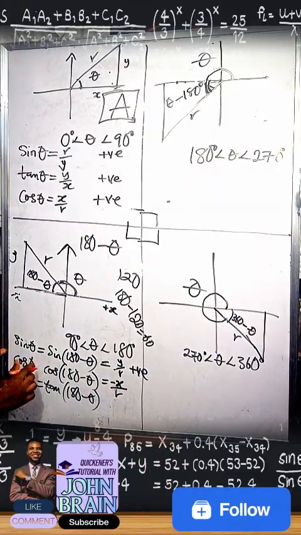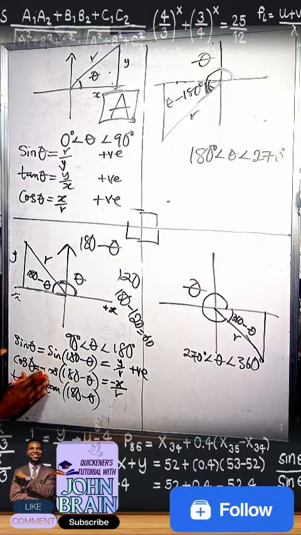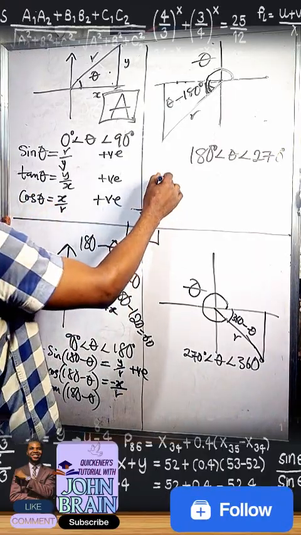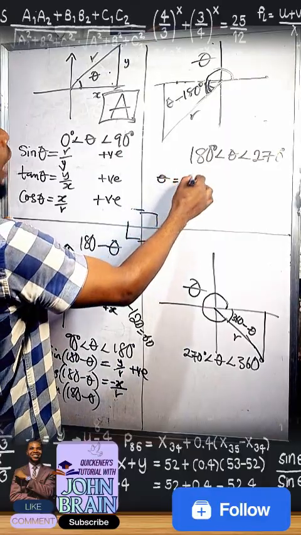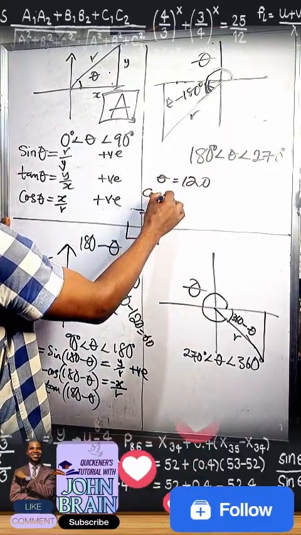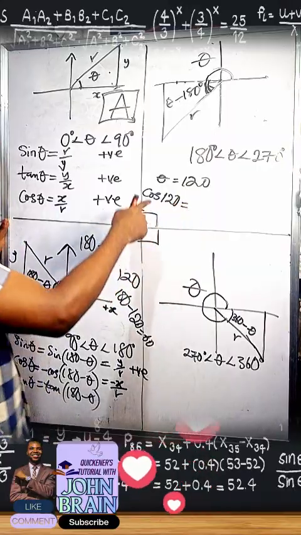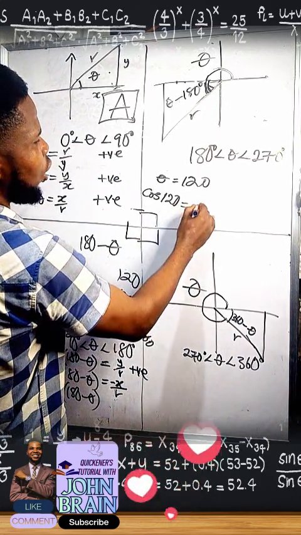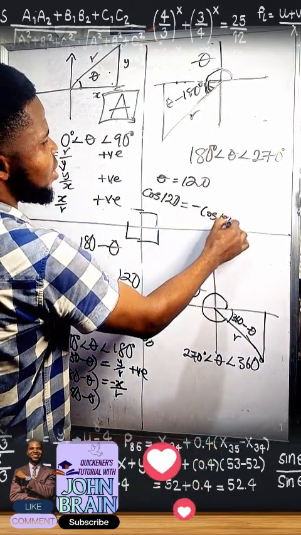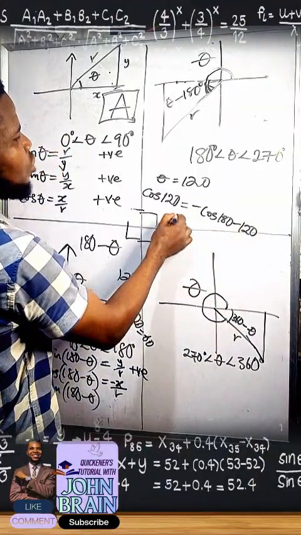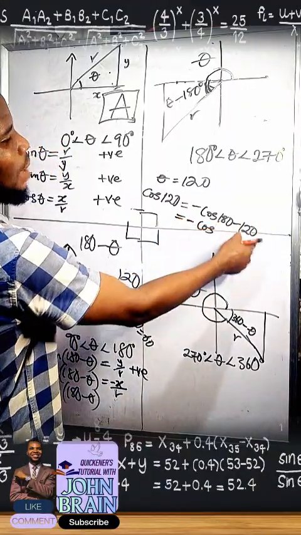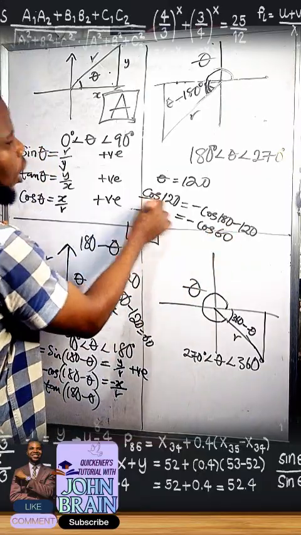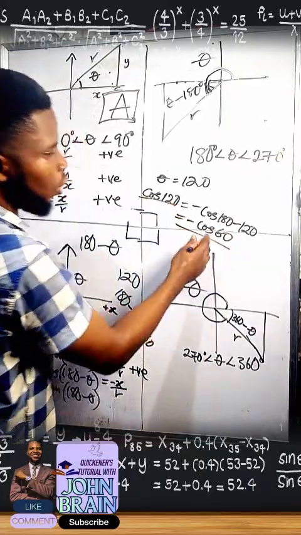So this place will be negative. Minus. So when you are using the angle, it will be minus cos theta. What does that mean? That means that if I have theta as 120 degrees, and I'm looking for cos of 120 degrees, I will reduce it to minus cos of 180 minus 120. That will give me 60. So therefore cos 120 is taken as negative cos 60.